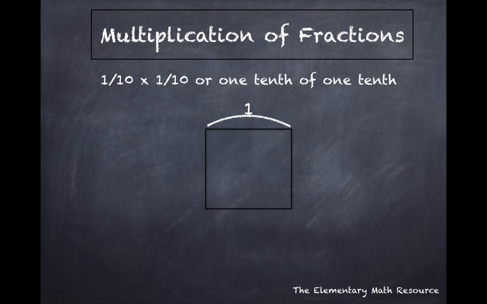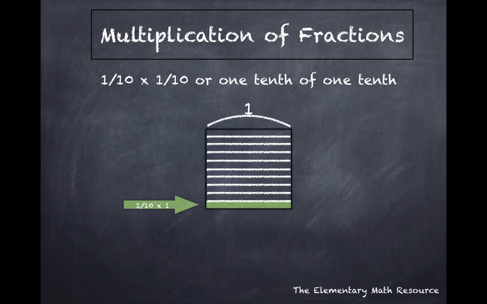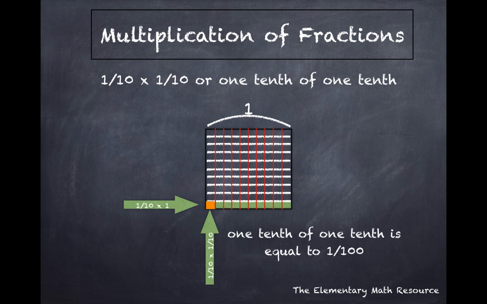So let's let this rectangle represent 1. We want to find out, well, what's a tenth of 1? Well, a tenth of 1 is simply 1/10. We've partitioned our 1 into 10 pieces. We're looking at 1, so therefore we have 1/10. Now we need to find out what's 1/10 of that tenth. Well, I'll partition that tenth into 10 pieces. And now 1/10 of that 1/10 is equal to 1/100th. There are 100 units there. We are considering just one of those units. So 1/10 of 1/10 is equal to 1/100.